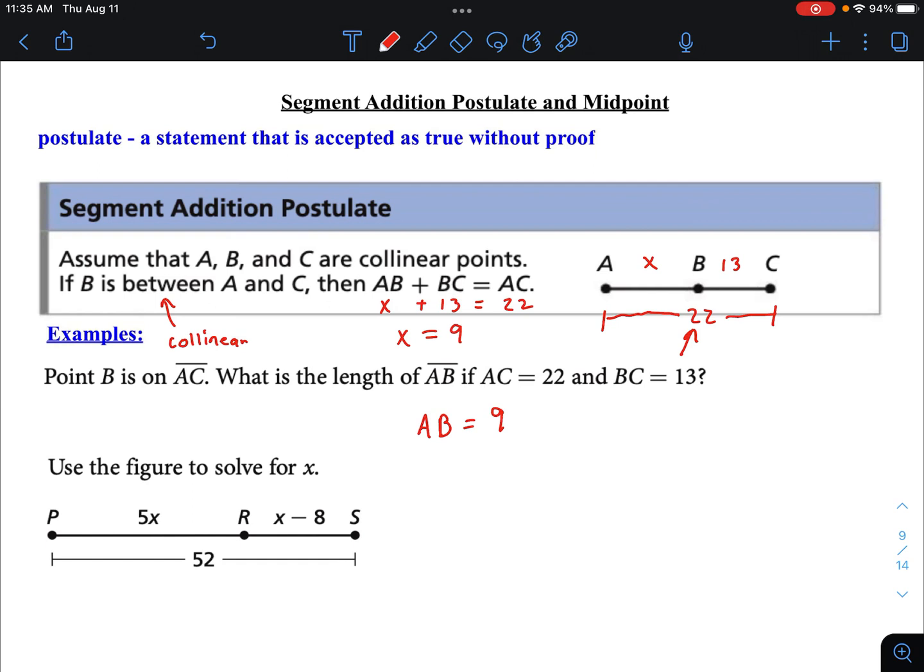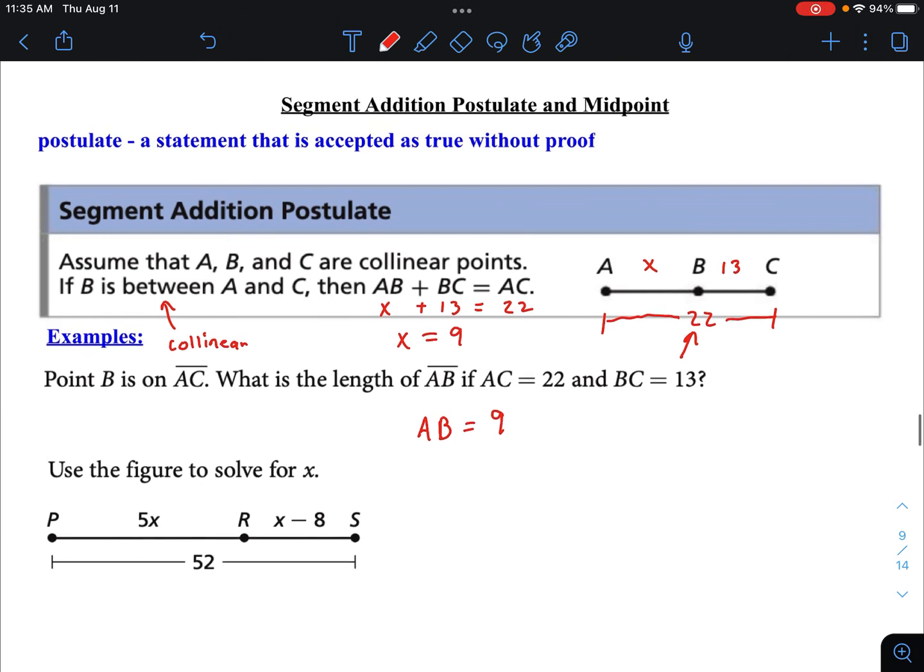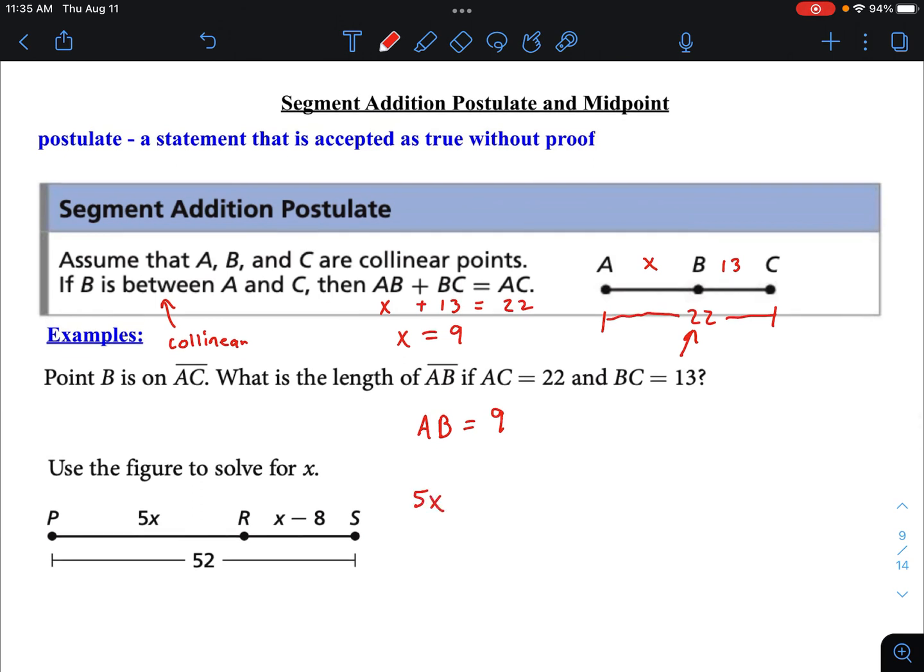Let's do another one. Let's look at that second example. Use the figure to solve for X. So here we go. We've got, in this problem, 5X plus RS, which is X minus 8, equals PS, the entire length of the segment, 52. And we can do a little algebra here. 5x plus x, combine our like terms to make 6x minus 8 equals 52.